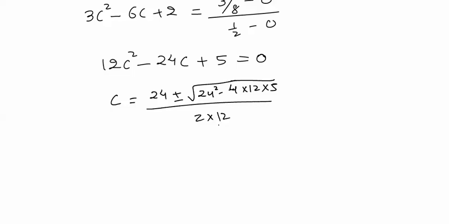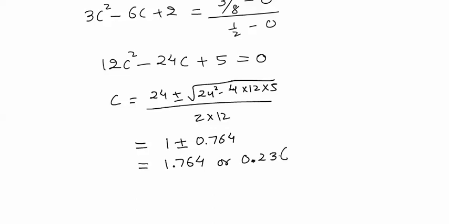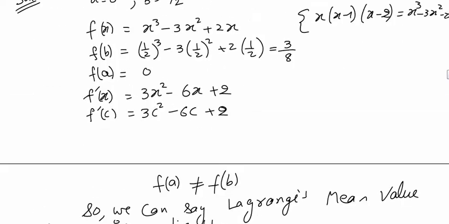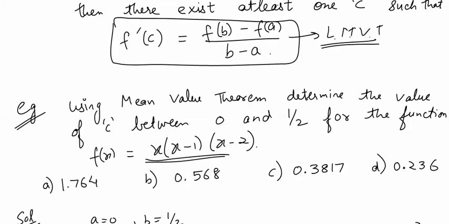Right? So if you further solve it, you'll get 1 plus this will become 0.764. So this will come out to be 1.764 or 0.236. So these are the values of C you have got. Right? Now if I look at the options, we have both 1.764 and 0.236. Now whom to choose?